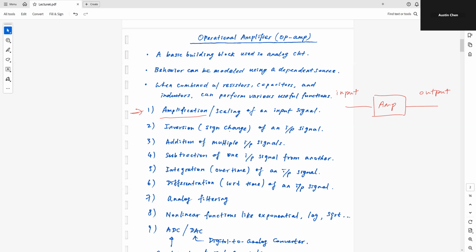up the signal. Suppose I inject or apply a small sinusoid like this. After this sinusoid goes through this amplifier, I expect to see the gained up version of what I put in. So it's a scaled up version of this little sinusoid. At the output, I expect to see something like this. It's a scaled up version of what I put in. That's the amplification of an input signal.